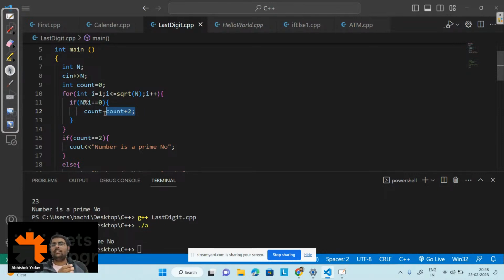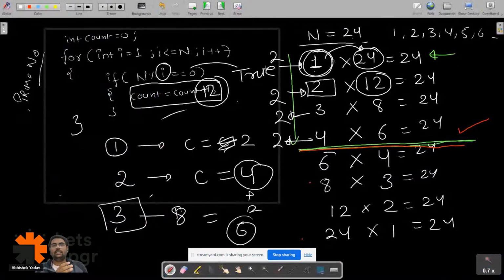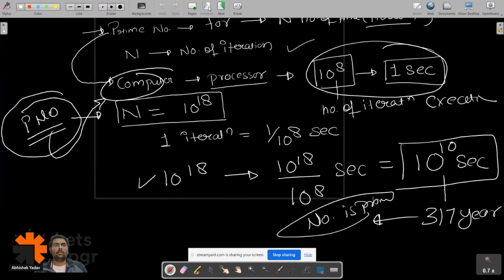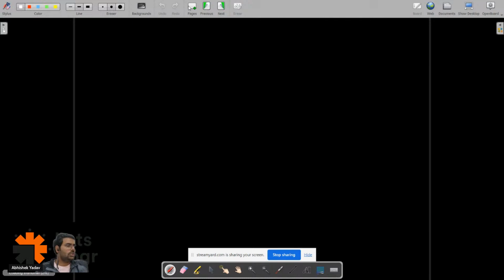The moment you dry run the code, you will see some observation, like the observation that I see here. By drawing this table and by including some math here, I am able to come up with the optimized solution. So let's try to observe this optimized solution. So guys, in the brute force solution, your for loop is taking n number of iterations.